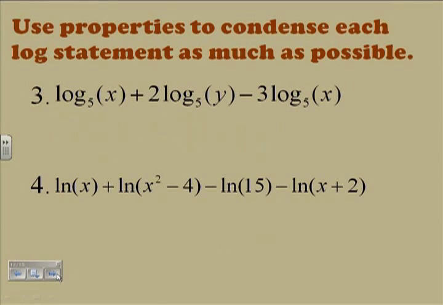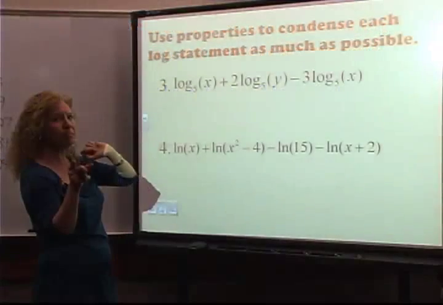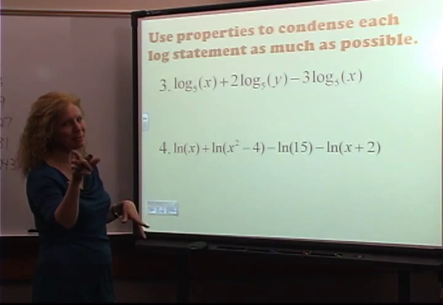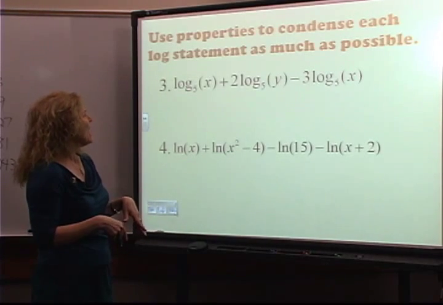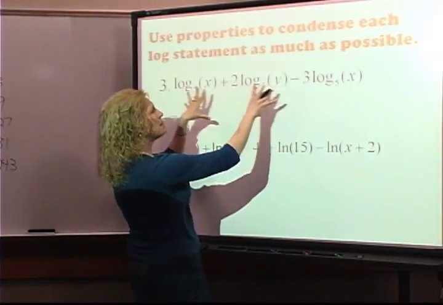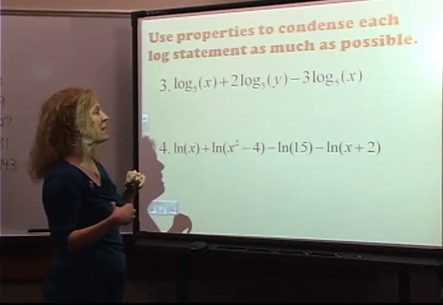Okay, I've got log base 5 of x plus 2 times log base 5 of y minus 3 times log base 5 of x. Everything is base 5. That's good, because if they're not the same bases, you cannot condense them, well, without doing something else first. And I'm a little bit concerned about this minus only because I've got a more complicated situation here.